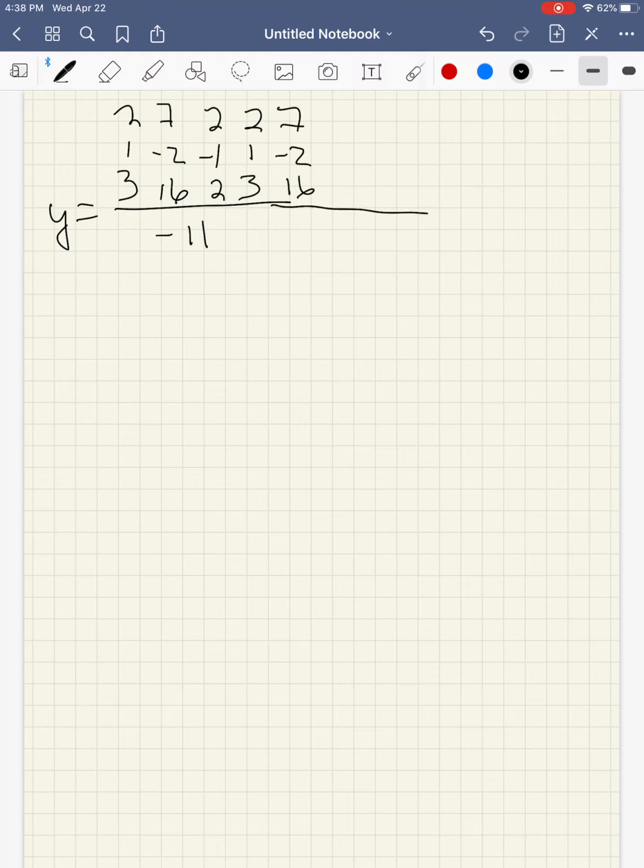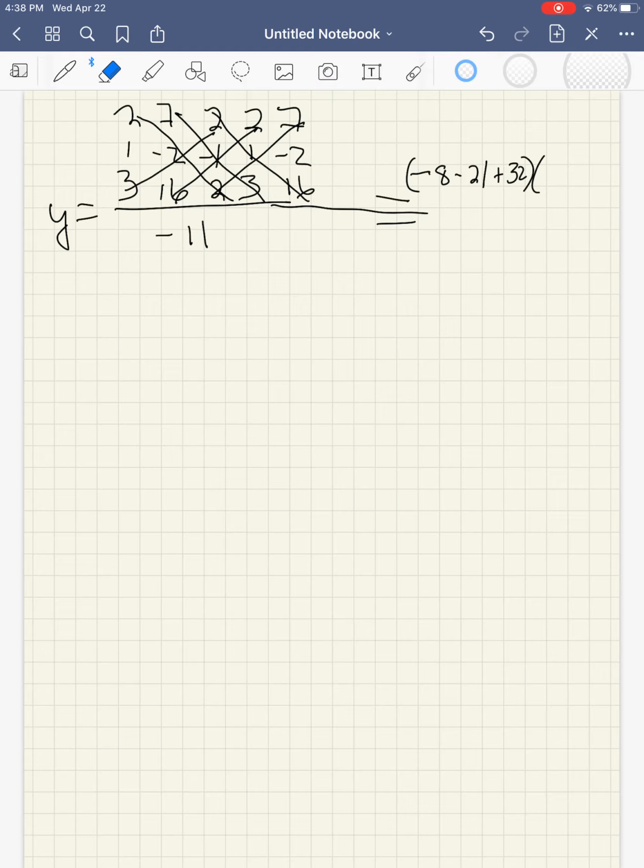7, negative 2, 16. Down the hill. Minus up the hill. So down is negative 4, negative 8. And 7, negative 21. Plus 32. Oops. Minus up the hill.